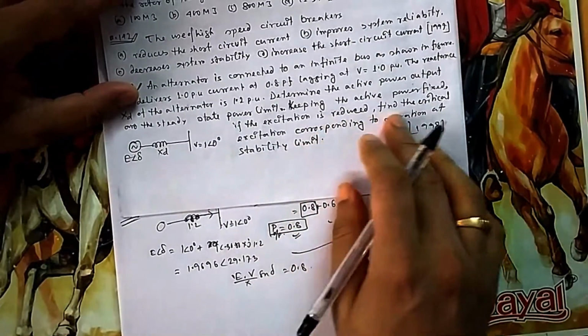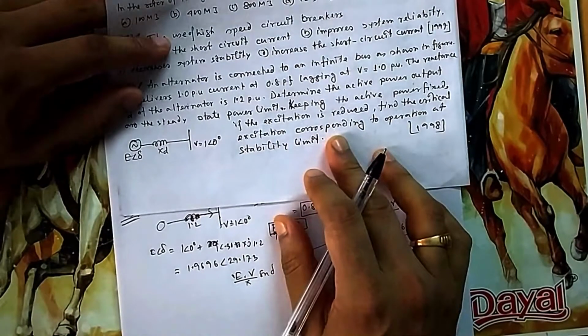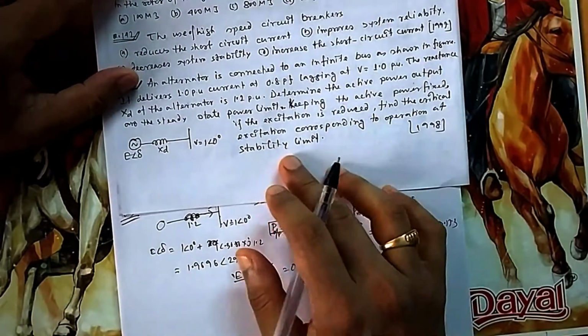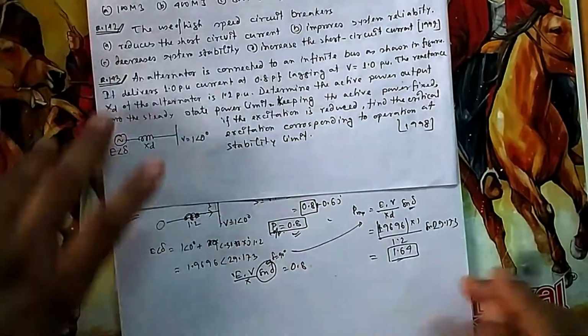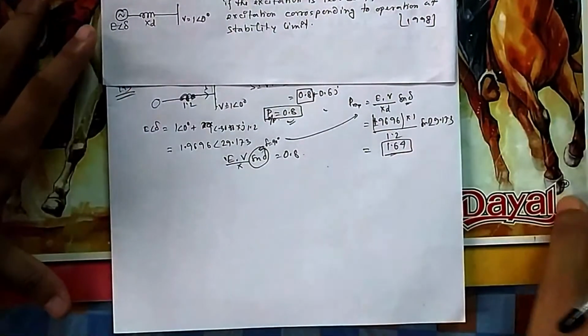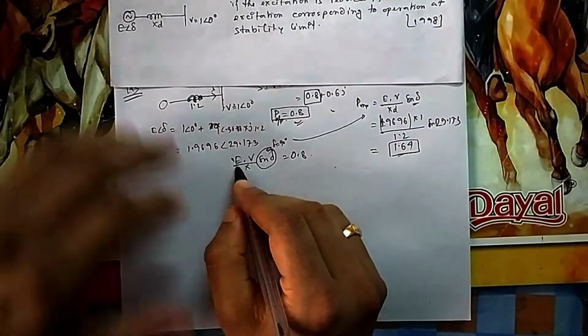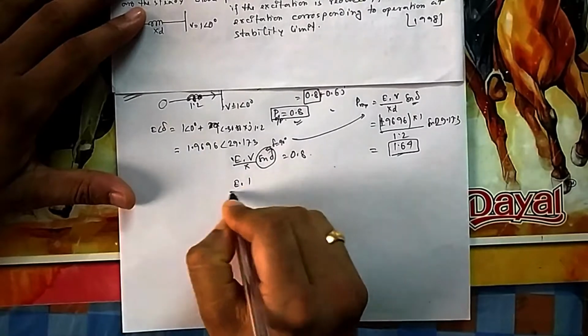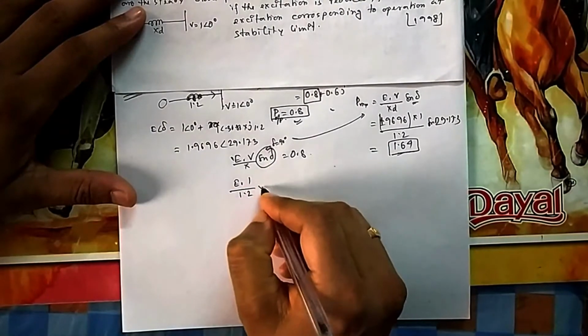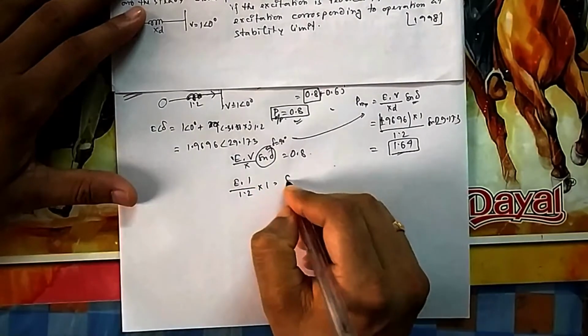Find the critical excitation corresponds to the operation at stability level. What is critical operation? Critical operation is delta equal to 90, because this is the maximum limit you can go. So this is critical operation. So you have to calculate what is the maximum excitation reduction is possible. So that means you have to calculate E.